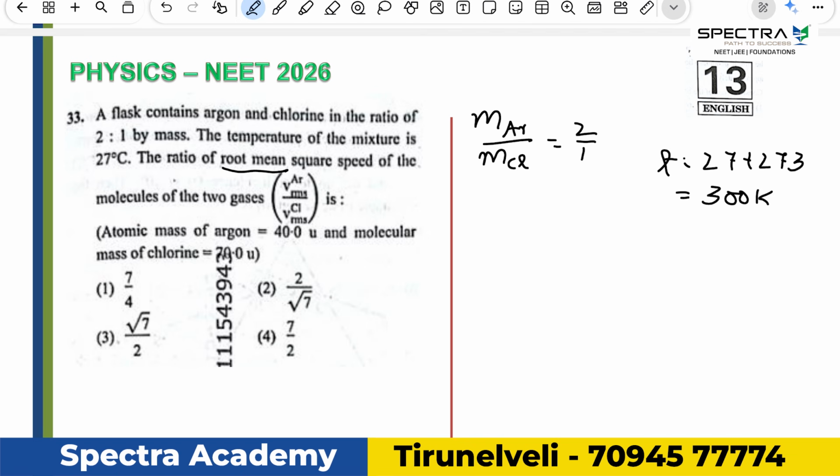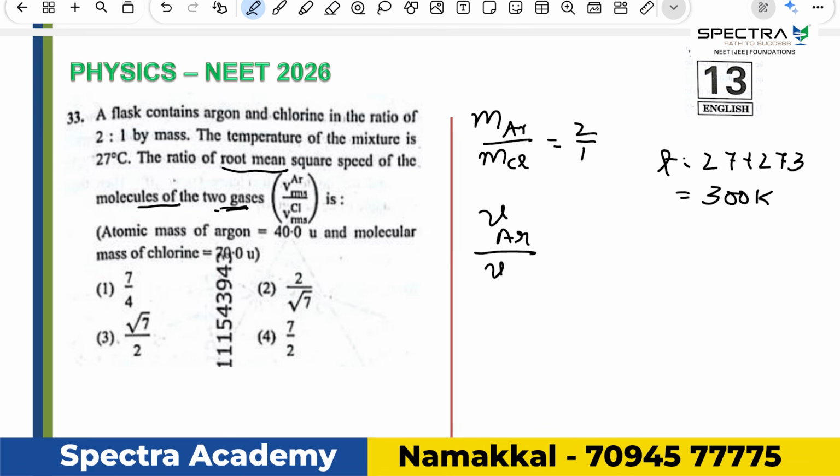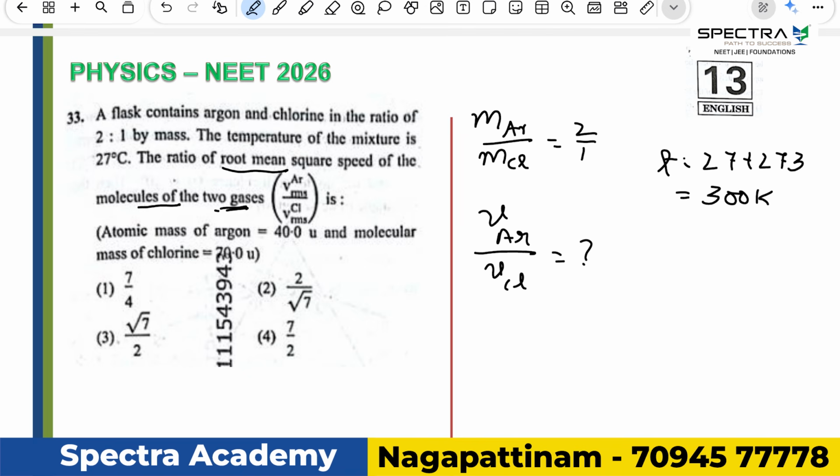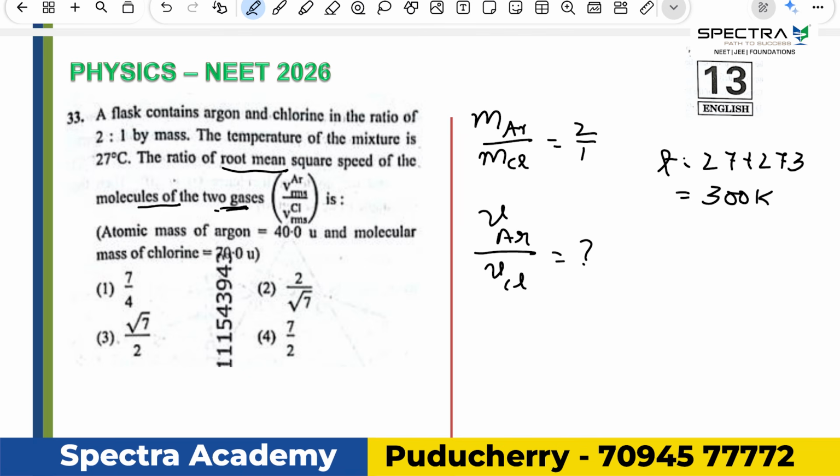We need the ratio of the root mean square speed of the molecules of the two gases. What they have given: we have to calculate the RMS speed of the argon to the RMS speed of the chlorine. And in the brackets they have mentioned clearly that the mass of the argon is 40 unit and the molecular mass of the chlorine is 70 unit.